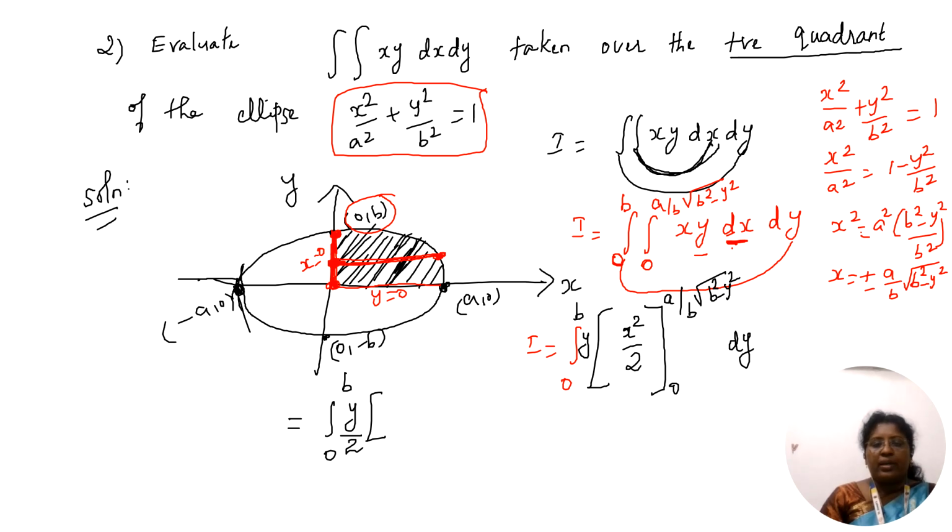But here there is a square. When you take the square, the root goes away, and this becomes a square by b square into b square minus y square. Then we have to apply the lower limit. The lower limit is 0, so if you apply it, it becomes 0. So leave that.